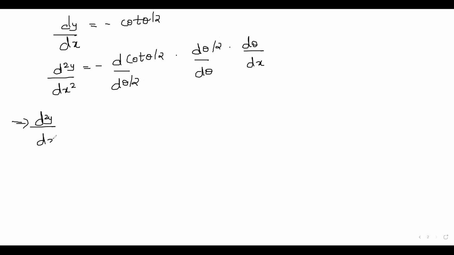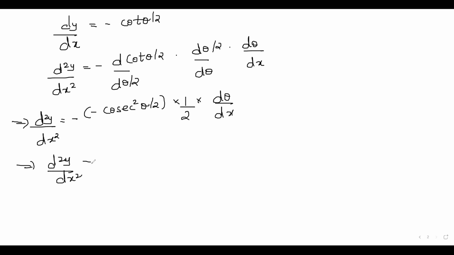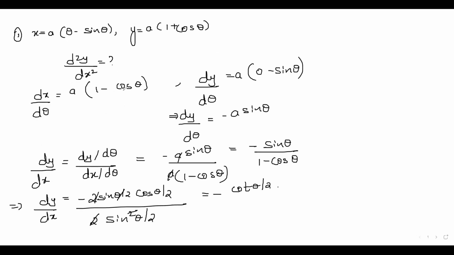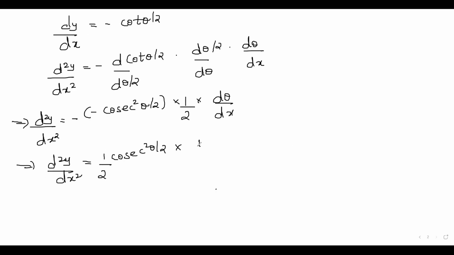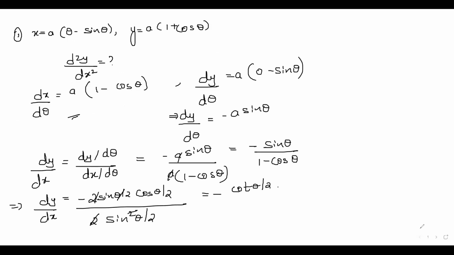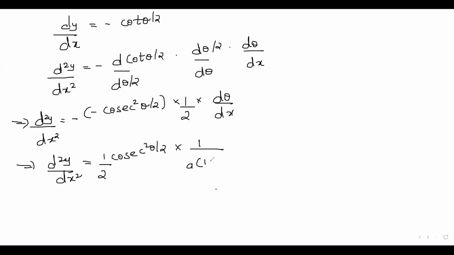So d square y by dx square is equal to minus, here we have minus cosec square theta by 2, here we have 1 by 2, and here we have d theta by dx. So d square y by dx square is equal to cosec square theta by 2, 1 by 2, into d theta by dx, and we will put this value. So d theta by dx will be 1 by a (1 minus cos theta).